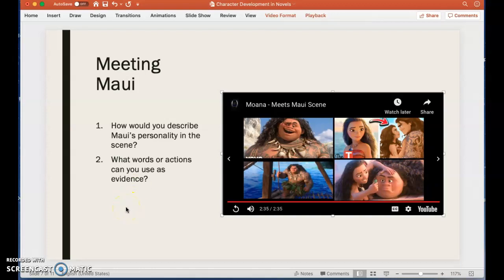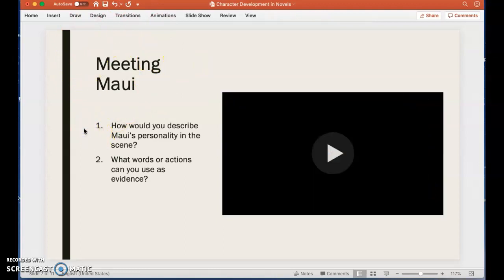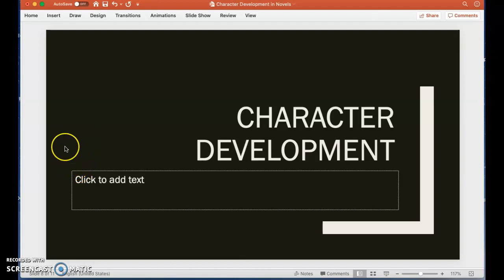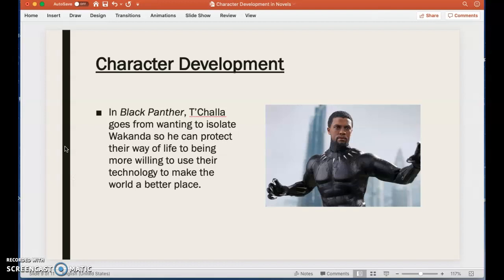Good writers have clearly defined characters, and they define them at the very beginning. This is the very beginning of the movie, the first time you meet Maui. Then over the course of the show, the character develops. So what you need is a clearly defined character at the beginning who undergoes some sort of change. We find a good example of this in T'Challa in the Marvel universe, in Black Panther.